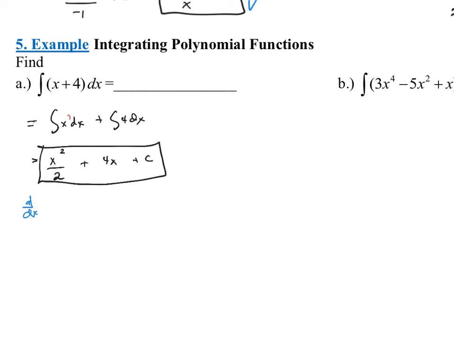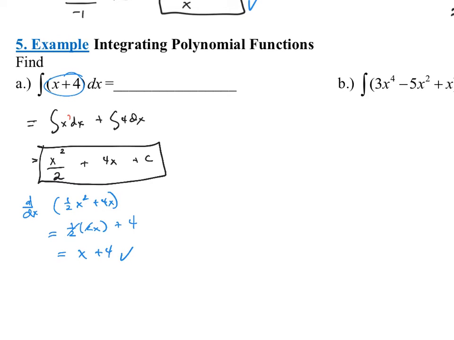What's the derivative with respect to x of 1/2 x squared plus 4x? Well, if I take the derivative of 1/2 x squared, it would be 1/2 times 2x raised to the first power. And the derivative of 4x is 4. The 2 and the 1/2 cancel, and I'd end up with x plus 4. X plus 4 is the original function.